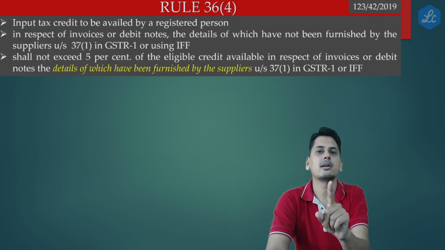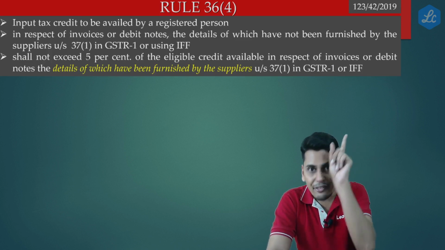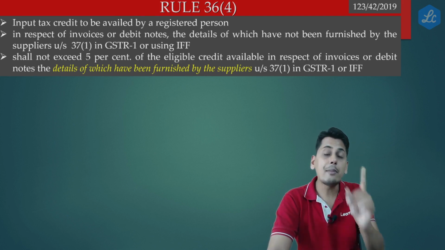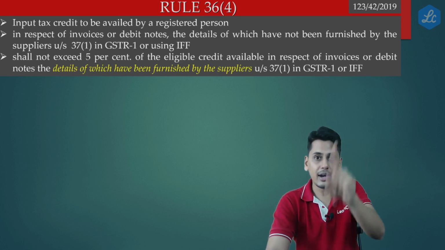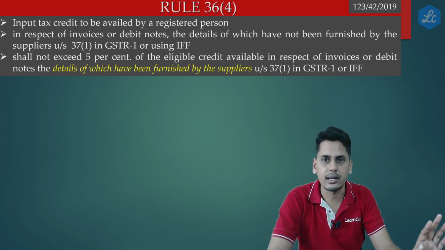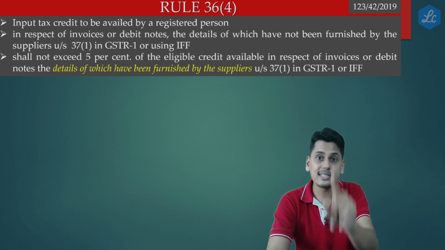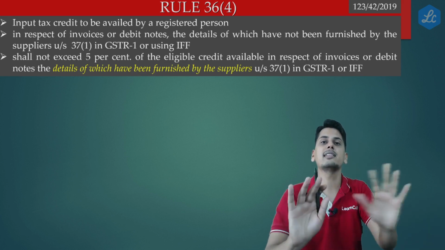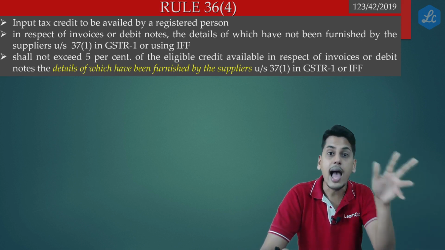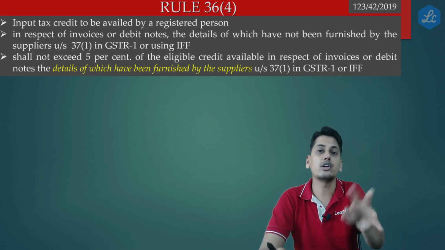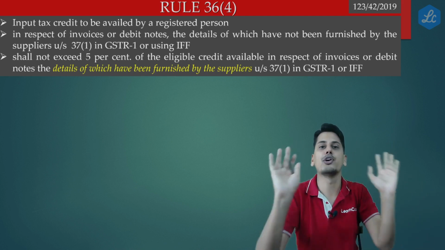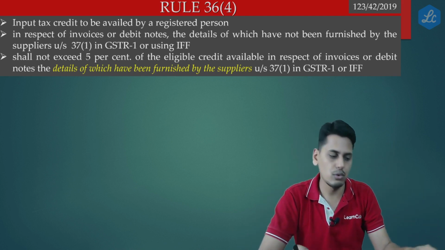If my supplier has filed his GSTR1 after the due date, in which bucket am I going to consider it? Am I going to consider it in the bucket of details furnished by the suppliers, or in the bucket of details not furnished by the suppliers? If it is in the bucket of details furnished by the suppliers, I will be taking the entire credit. If it is in the bucket of details not furnished by the suppliers, I will be in a position only to take the restricted credit of only 5% of those invoices, the suppliers of which have filed their GSTR1 before the due date. Let's have a look at 36 sub rule 4.